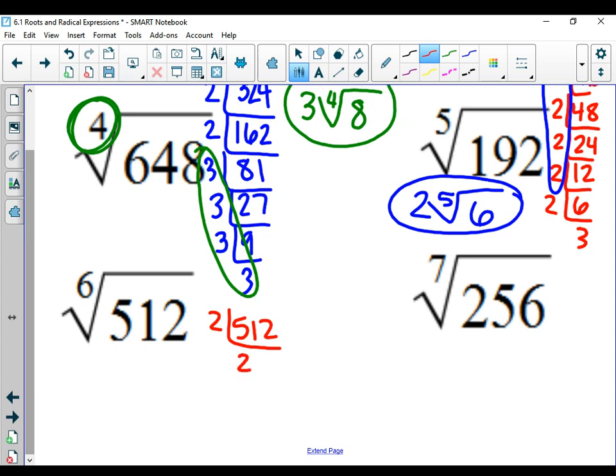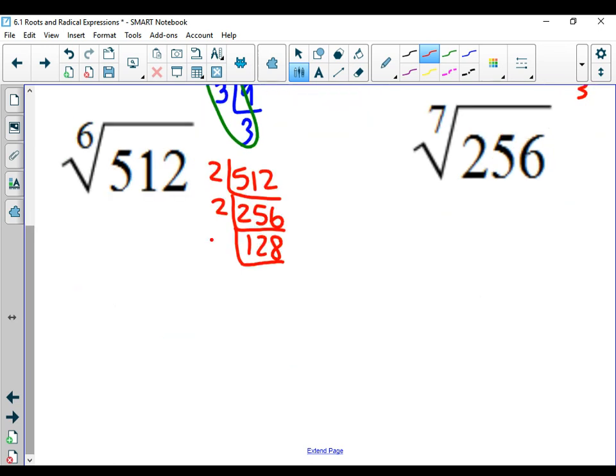256. And then this looks a lot like what we were just doing. 256 divided by 2? 128. 128 divided by 2? And we've already done one majority of the way through this one.